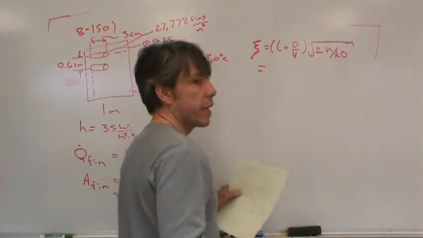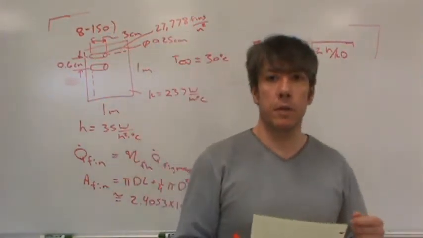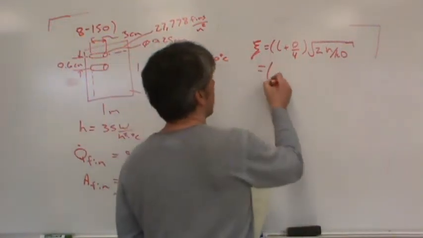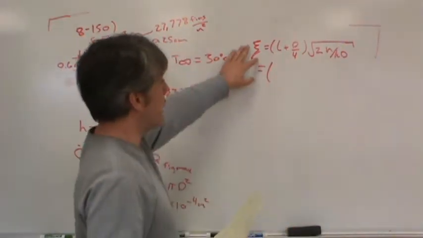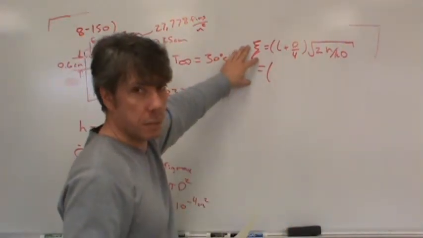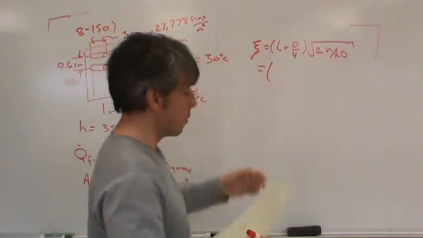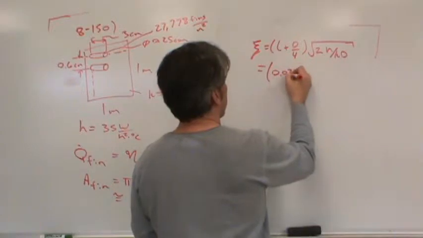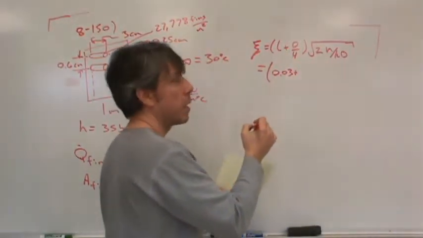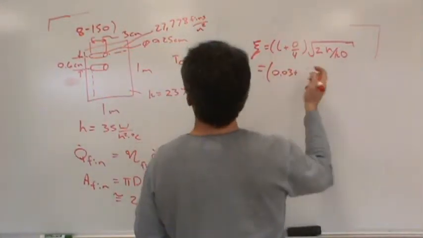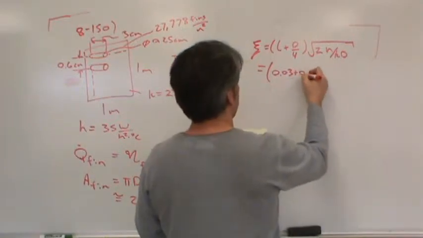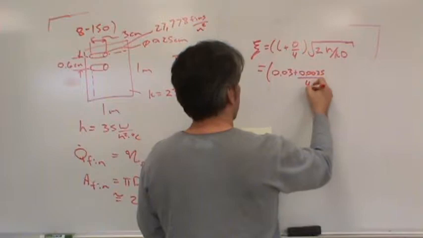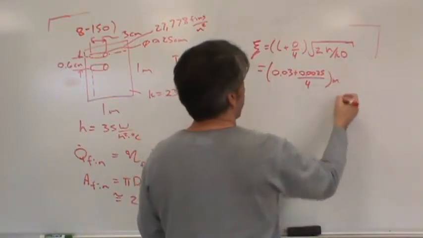Now you have to be really careful here, especially if you have inch units, because it's very easy to mess up the units. Your x-axis parameter should end up being dimensionless, but be careful when you're plugging in numbers. The length of the fin is 0.03 meters, and the diameter of the fin is 0.0025 meters. We have to divide that by 4. So far I have meters.